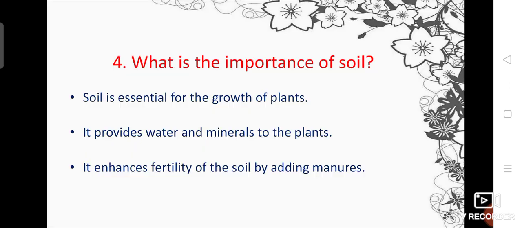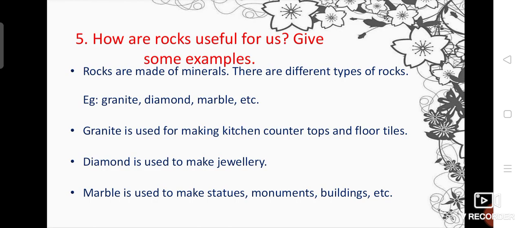Question number 4. What is the importance of soil? Soil is essential for the growth of plants, first of all, because plants are the primary sources. They are making their own food. We people are depending on the plants for our food, isn't it? It provides water and minerals to the plants. It enhances the fertility of the soil by adding manures. These are the 3 importance of the soil.